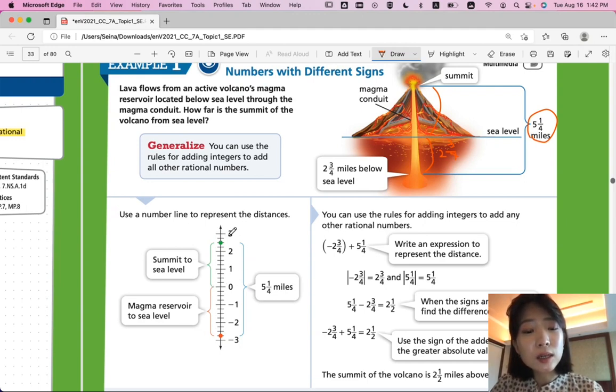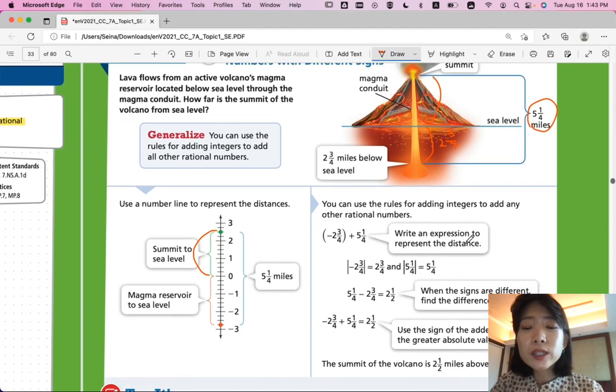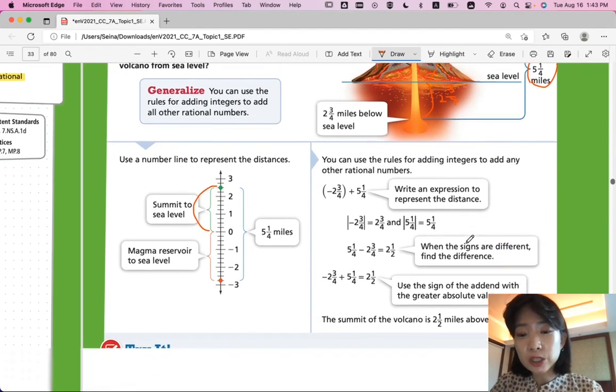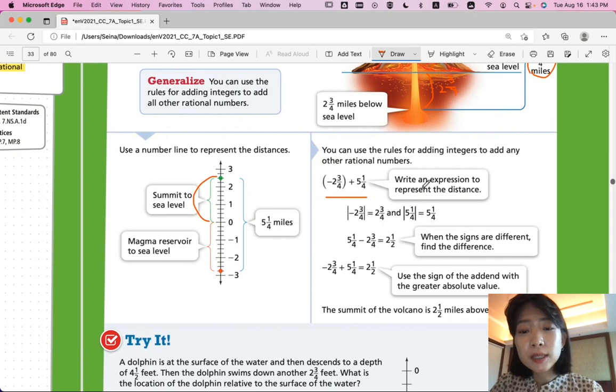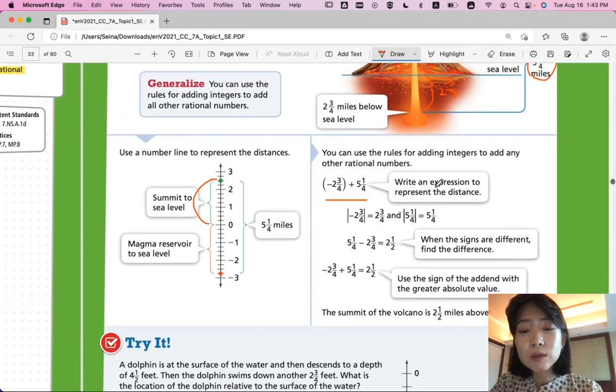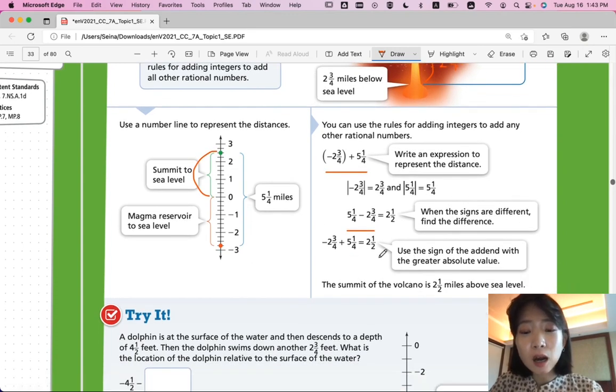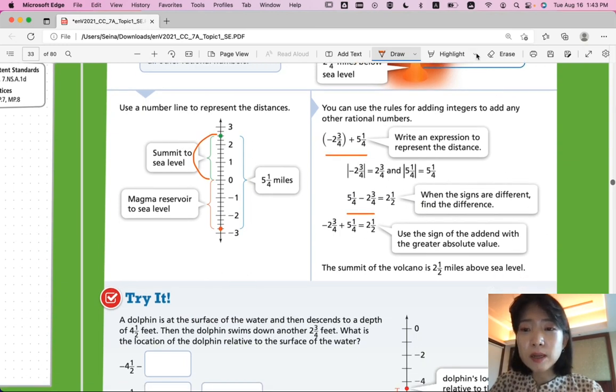So you can see that it should be 2.5 miles, right? Or you can use the rules for adding integers to add any rational numbers. So numerically, you would write -2 3/4 plus 5 1/4 and change that to a subtraction. And that would be 2 1/2. And you're going to use the sign of the greater absolute value. So the summit of the volcano is 2.5 miles above sea level.